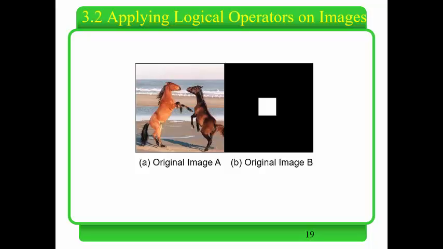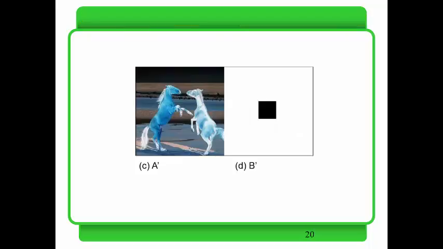So here we can find something like this. If we assume that this is original image A on the left, original image B on the right, this is the result of negating each one of these images. So here on the left I have A prime, which is the negation that can be computed by 255 minus the value of the image, and this one is the negation of B. Right? So this is one thing.